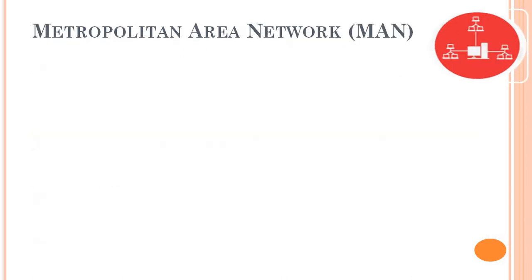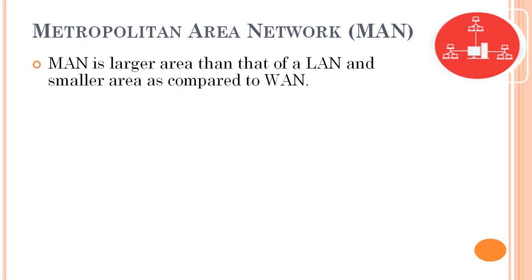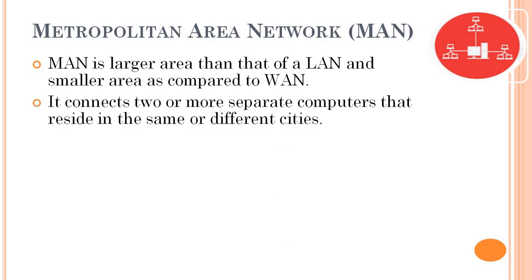Coming to the second one, MAN. MAN stands for Metropolitan Area Network. This is bigger than a LAN, but it is smaller than WAN. It is set up in a city. It covers the entire city. MAN is larger than the LAN and smaller in area as compared to WAN. It connects two or more separate computers that reside in the same or different city. So it can spread to one or more cities also, but the cities should not be very far.